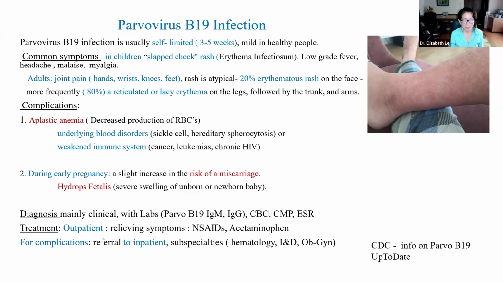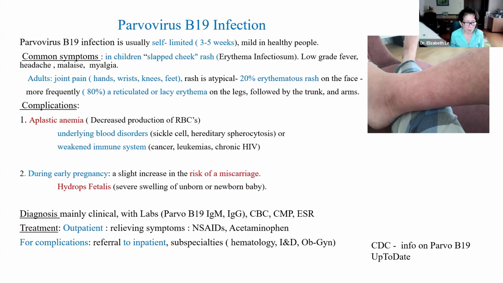But there are complications, especially in special populations. The first complication is called aplastic anemia, meaning decreased production of red blood cells, especially in patients who have underlying blood disorders like sickle cell, hereditary spherocytosis, or patients who have a weakened immune system, who have cancer, leukemias, chronic HIV. And the second complication is during early pregnancy. There's a slightly increased risk of miscarriage. It's called hydrops fetalis, which is severe swelling of a newborn baby.